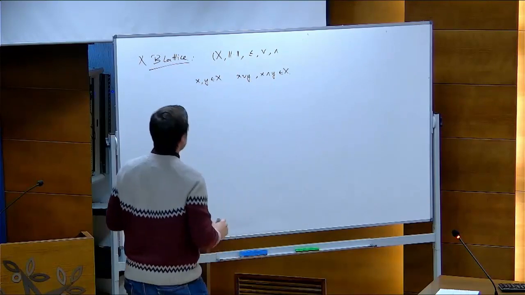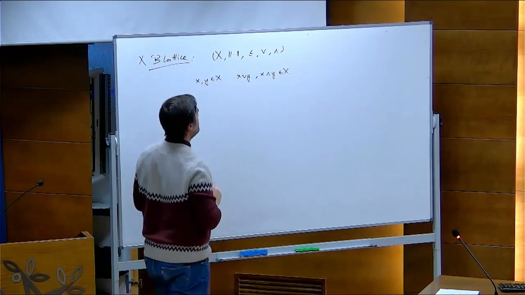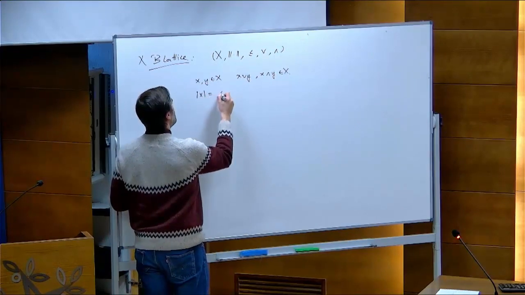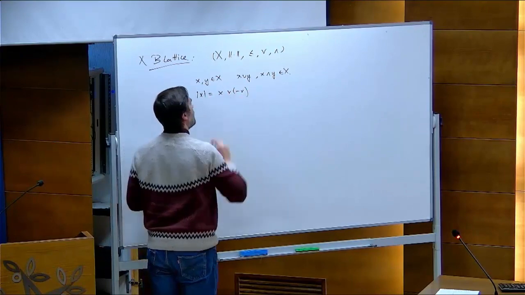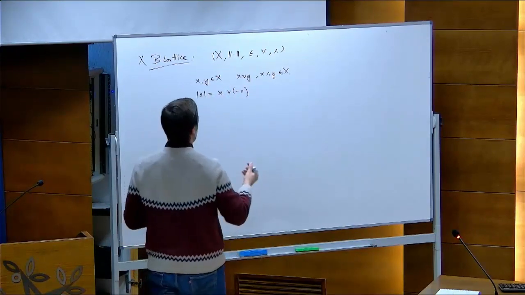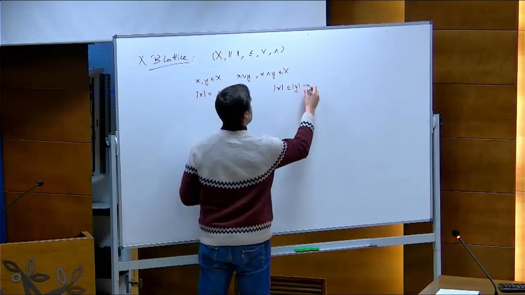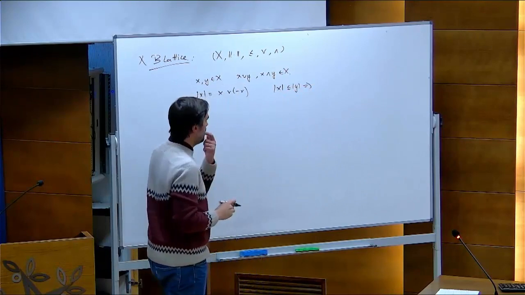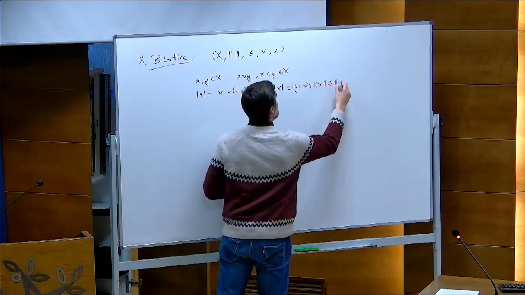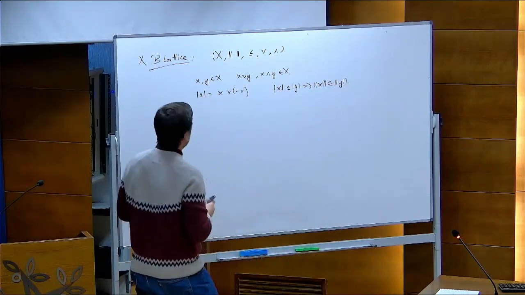And with these two lattice operations, we can define the absolute value as the sup of an element x with minus x, and we require the norm to have the following monotonicity property. So every time we have that the absolute value of x is smaller than the absolute value of y, then the norm of x has to be smaller than the norm of y.